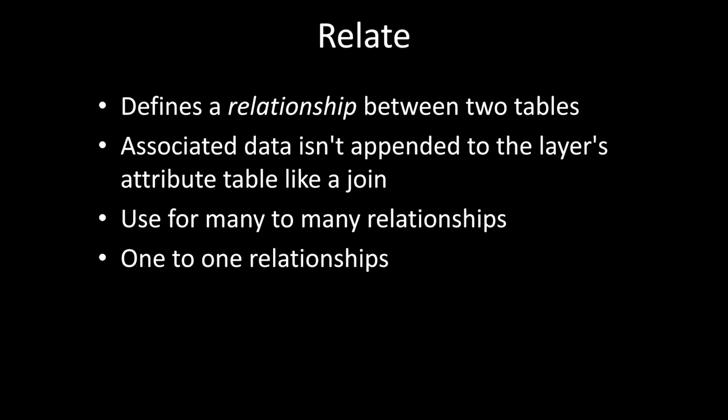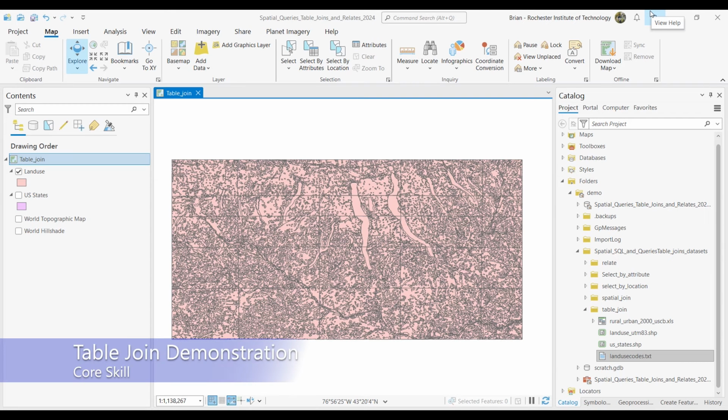In the next part of this video, I'll give you a hands-on demonstration of relates in addition to table and spatial joins that you just learned about previously. I'll next show you how to do a table join. A table join is perhaps the most fundamental skill that you can learn with ArcGIS Pro in terms of data management and manipulation. I'm going to use the example I showed earlier in this video to demonstrate the concept.